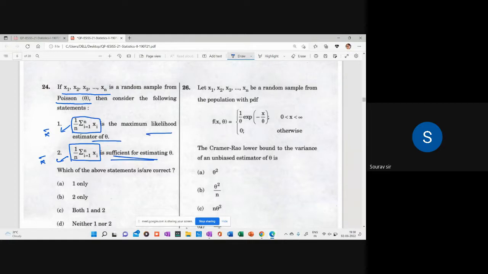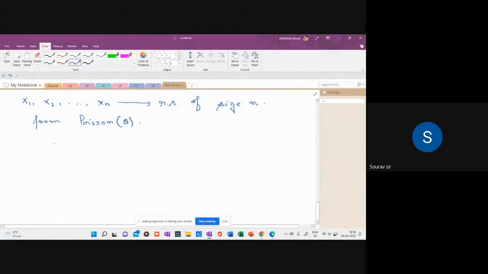So let's first start with the sufficient estimator. What is the definition of sufficient estimator? First we need to find out the joint distribution. The joint distribution says e to the power minus n theta, theta to the power summation xi, i running from 1 to n, into product of xi factorial, i running from 1 to n. This is my joint distribution, where xi takes the value starting from 0 up to infinity for all i running from 1 up to n.